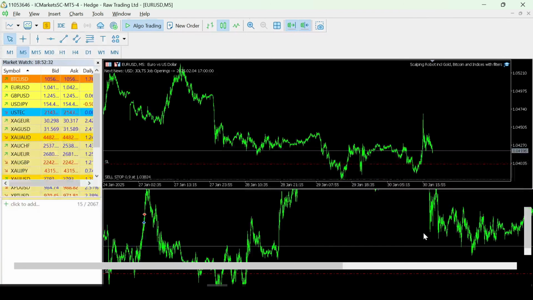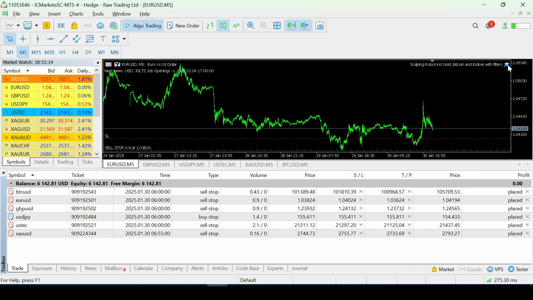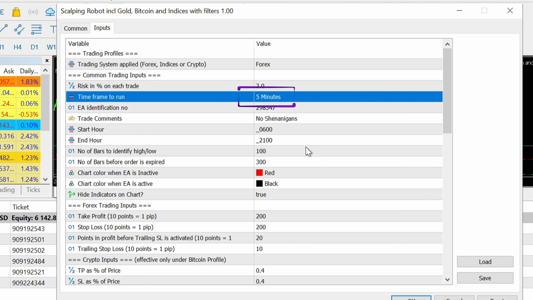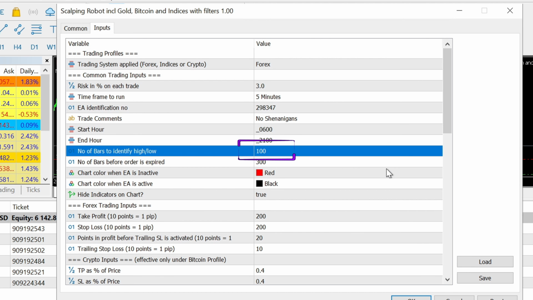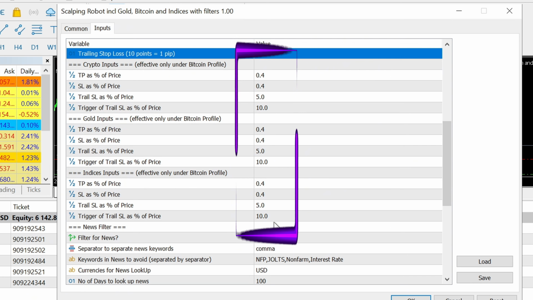In order to find out if this scalping robot can even work on Propfirms, I created a new account separate from my regular one in order to just trade the scalping robot on that. I applied it on EURUSD, GBPUSD, USDJPY, Nasdaq, gold, and Bitcoin. The key settings: profile depending on whether it's a currency or other asset class on a 5-minute chart, starting at 600 hours and 2100 hours with 100 bars in. I explained the bars in quite a bit of detail in my last video, so I'm not going to go over it today. Then standard settings for the forex pairs and these settings for the other asset classes.